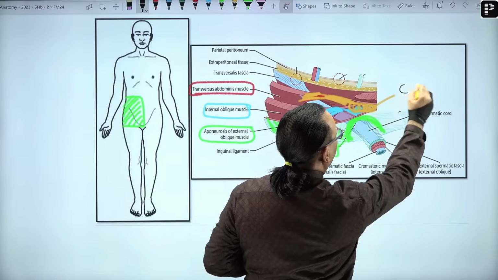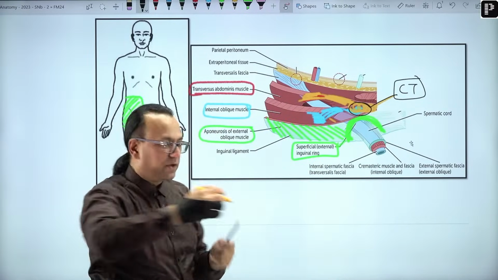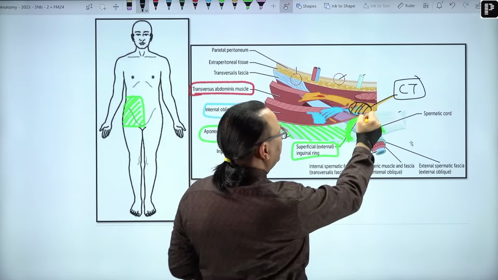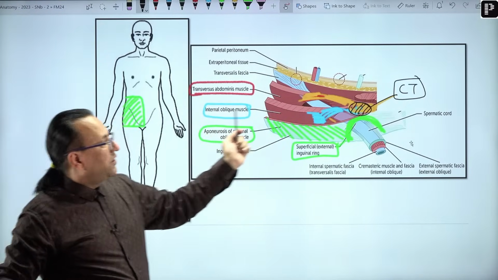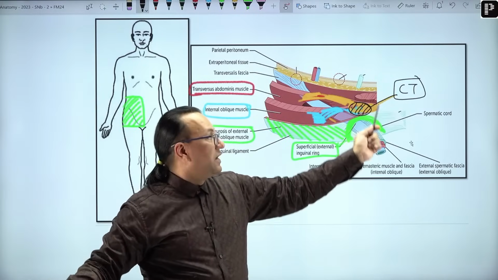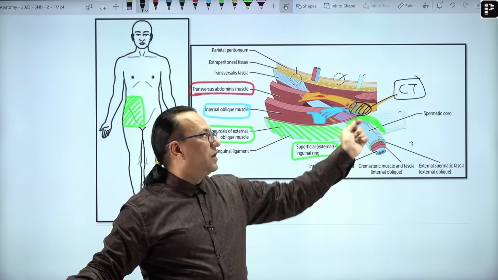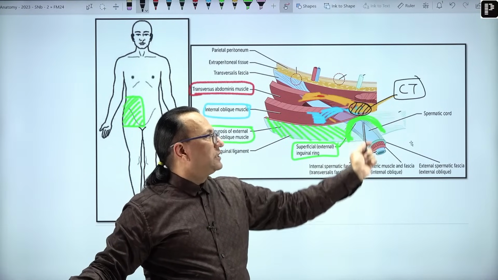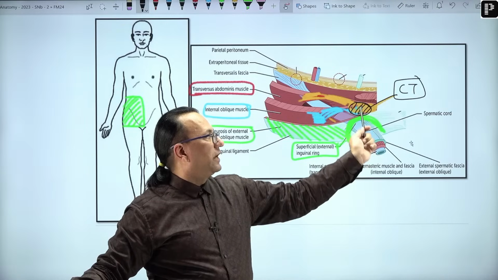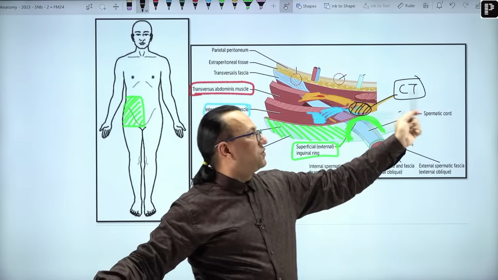So conjoint tendon means two muscles coming together. Which two muscles? The internal oblique and transversus abdominis. And where do they come together? They come together in the posterior wall of the inguinal canal, behind the spermatic cord. So behind the spermatic cord, in the posterior wall of the inguinal canal, you have two tendons merging, and that is why it is called conjoint tendon.